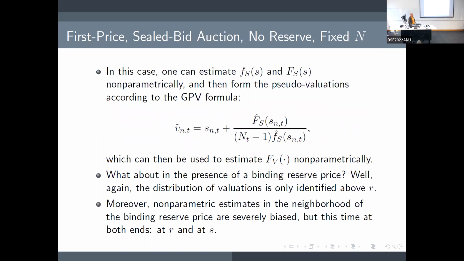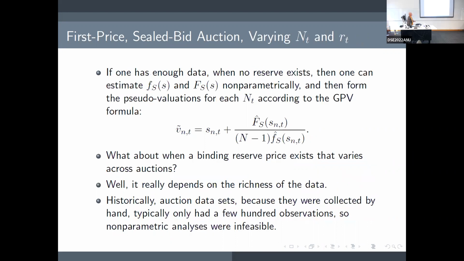Similarly here, when you have no reserve price at a first seal bid. So in the simplest of worlds, no unobserved heterogeneity, no observed heterogeneity, no reserve price, no N, you can get everything you want here non-parametrically. And that has obviously been attractive to a lot of folks because the literature is large.